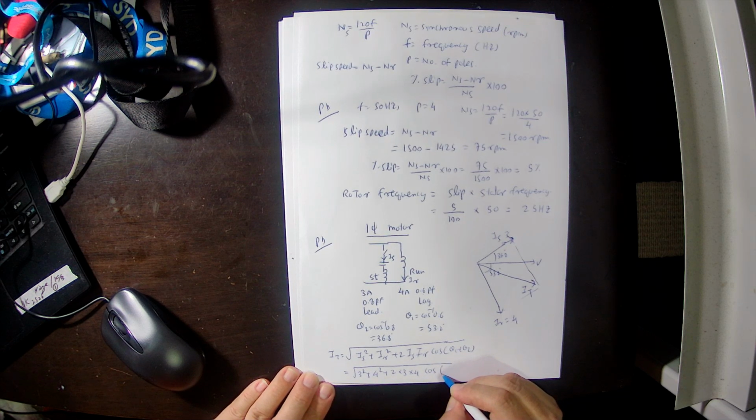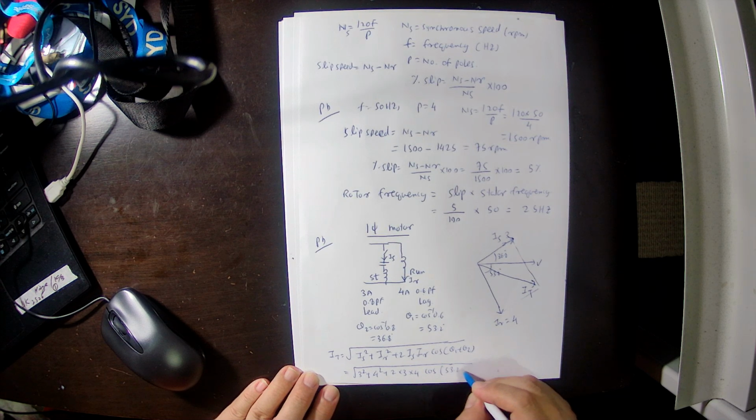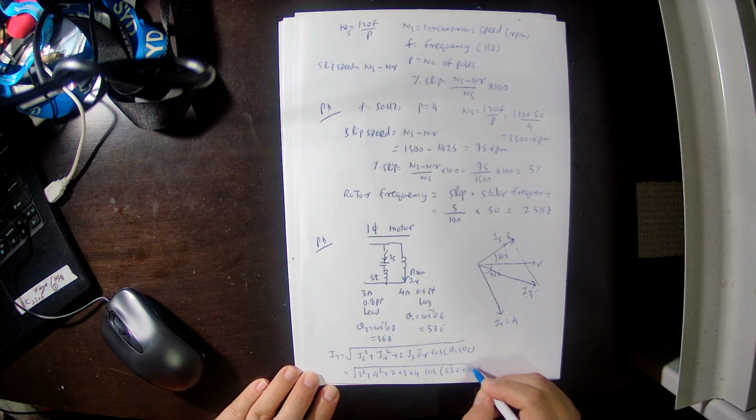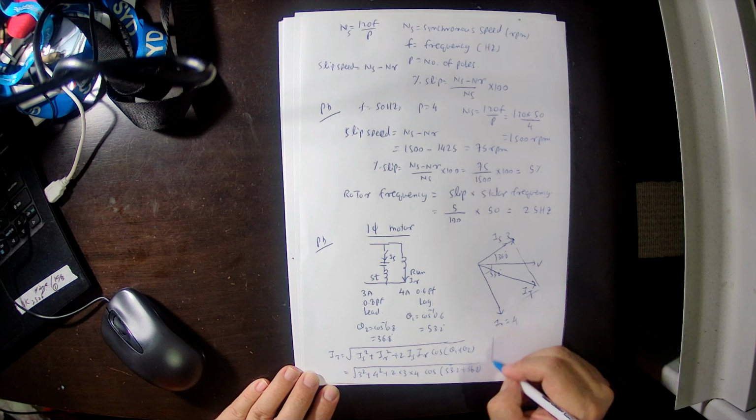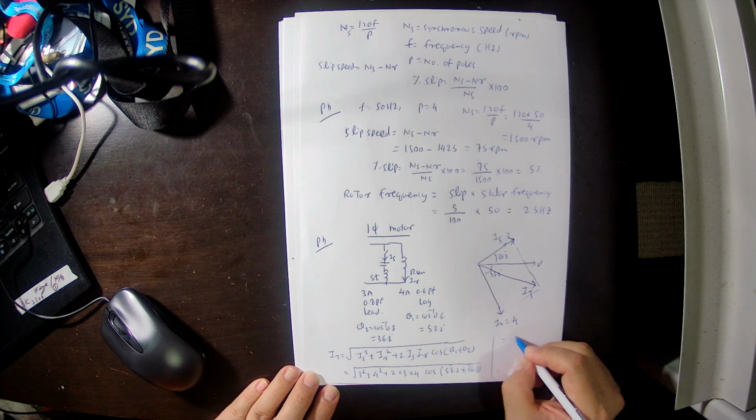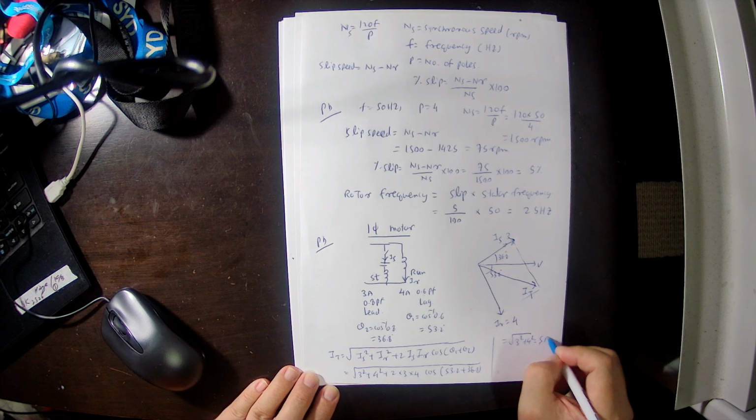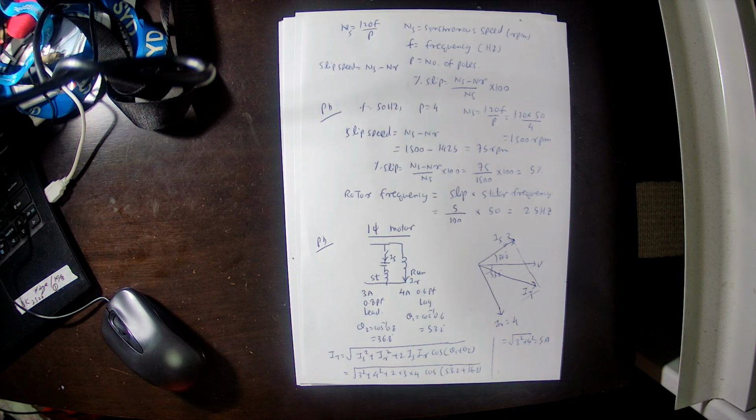So theta 1 is 53.2. Theta 2 is 36.8. So cos 90 becomes 0. Therefore, that will be 3 square plus 4 square. So you got 5 ampere. The current is 5 ampere we got.